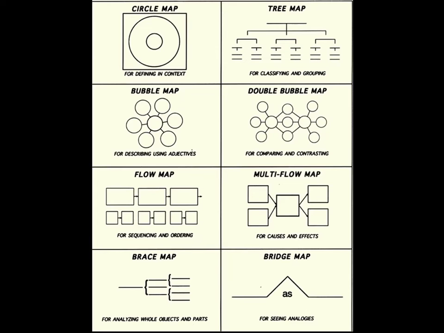So the circle map, for example, is designed for defining in context. The tree map for classifying and grouping, the bubble map for describing, the double bubble map for comparing and contrasting, the flow map for sequencing and ordering, the multi-flow map for cause and effect, the brace map for whole part analysis, and the bridge map for analogies.